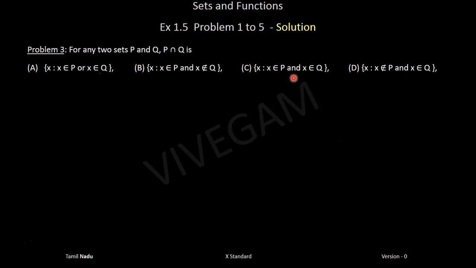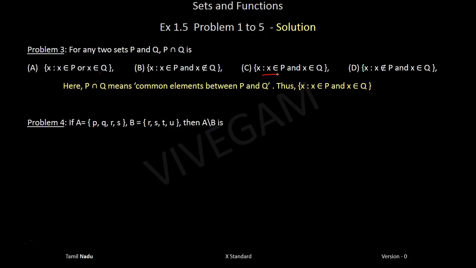X is an element of P and X is an element of Q. Here, X is an element of P and X is not an element of Q, which is not right, because intersection means it has to be an element of both P and Q. So this will not be there. Now in this case, X is an element of P or X is an element of Q. It is not or, it is and. It has to be both this and this. So this also will get eliminated. And you come here, X is not an element of P, which is not true. We want X to be an element of P as well as Q. So it's basically option B, C.